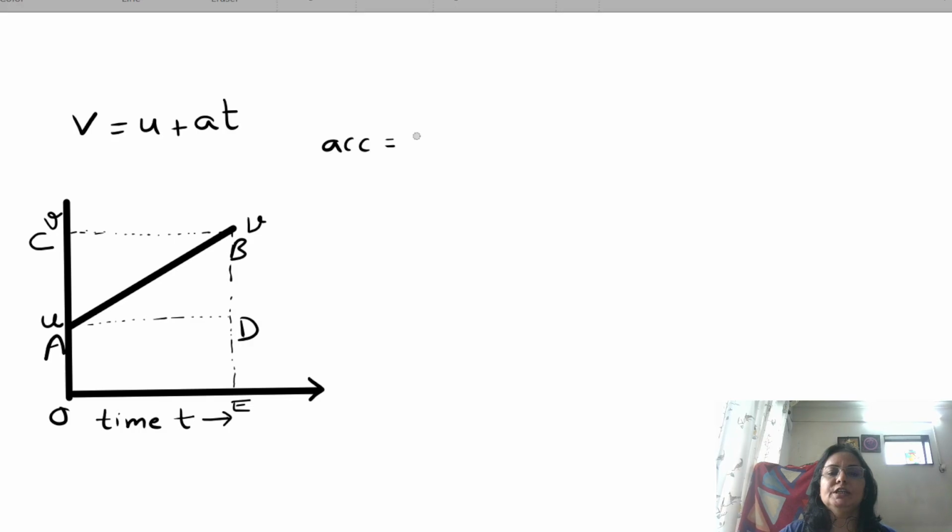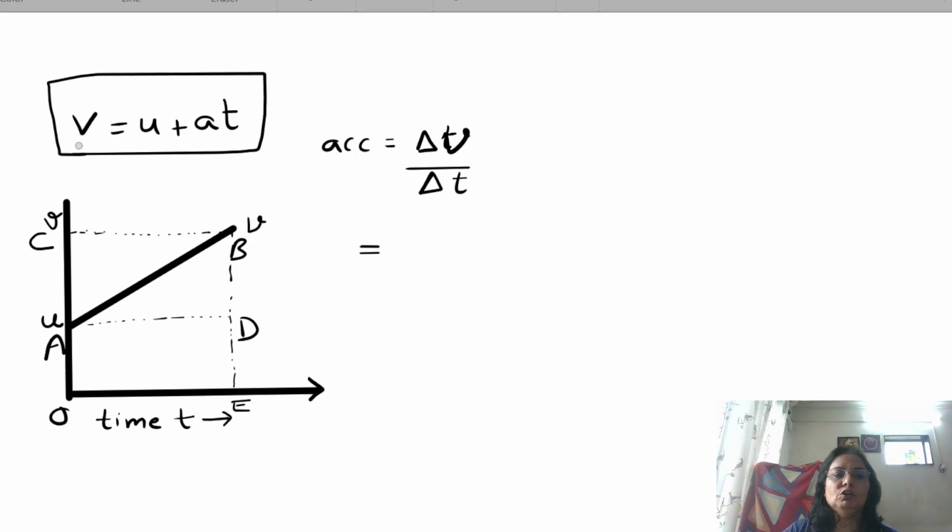Now we know that acceleration is nothing but change in velocity with respect to time. Now here in this equation which we have to derive, v is final velocity, u is initial velocity, a is acceleration and t is time. So acceleration is change in velocity with respect to time. So what is change in velocity? v minus u with respect to time t.